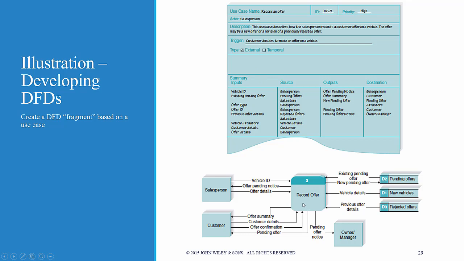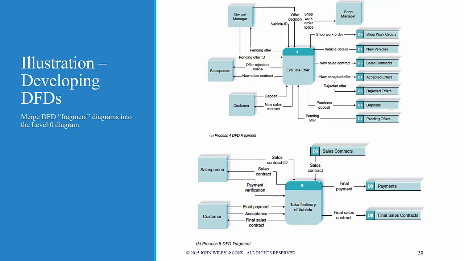Okay, so the point is, once you get the use cases in place, it's relatively easy to transform them into data flow diagrams. So you build a DFD fragment from one use case, and then you can merge these fragment diagrams into the level 0 diagram like you see here. So again, once you have the use cases in place, you can map them directly into DFDs.